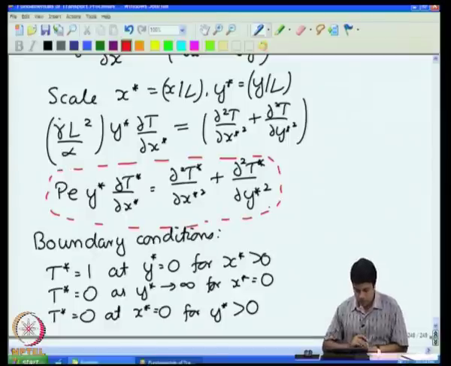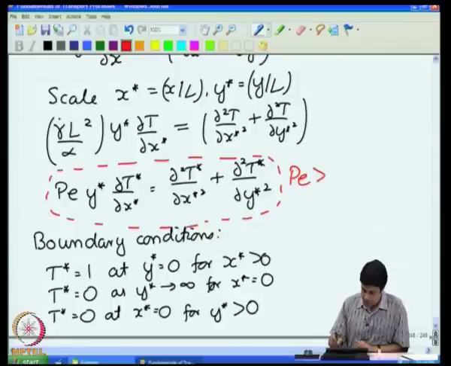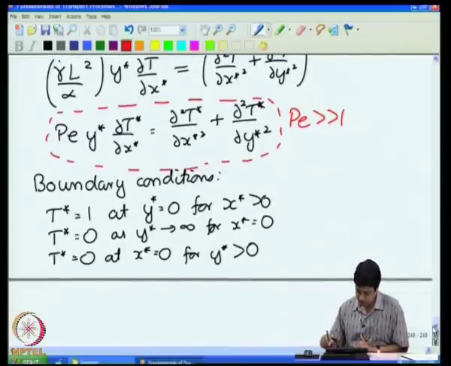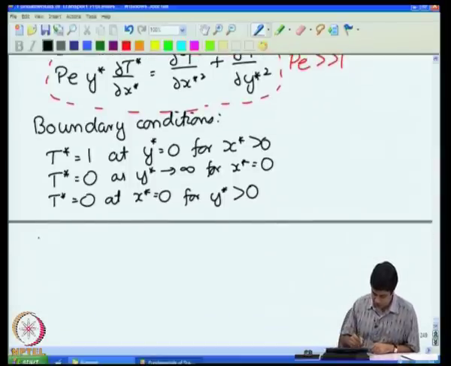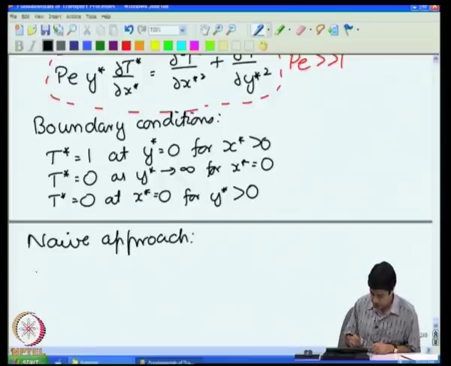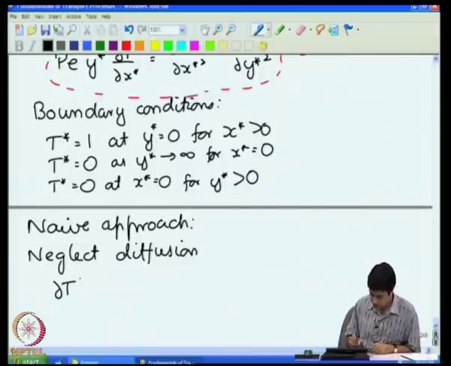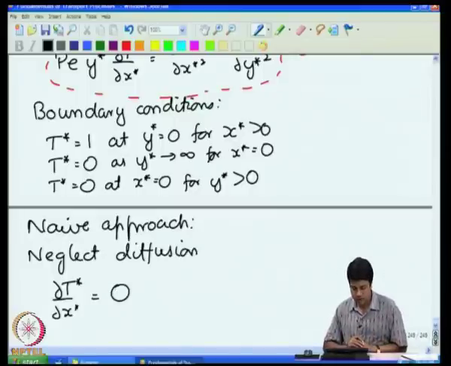In the limit where the Peclet number is large, we would expect convection to be dominant in comparison to diffusion. So, simplistically, we just neglect diffusion. And we will end up with an equation of the form dT star by dx star is equal to 0, because if I neglect diffusion, then I just get Pe y star times dT by dx is equal to 0. And if y is non-zero and Peclet number is non-zero, then dT by dx has to be equal to 0.